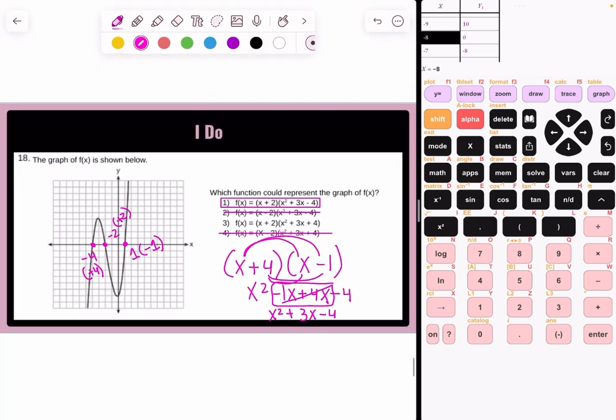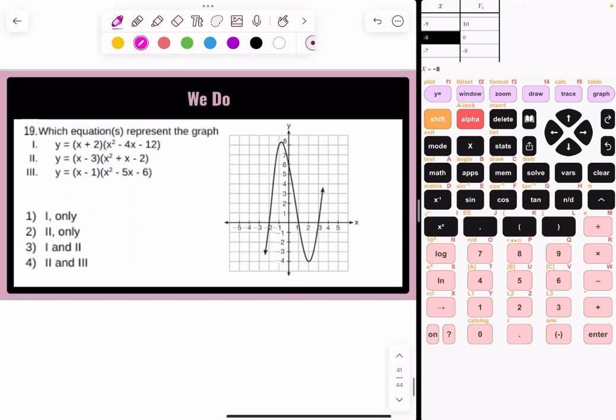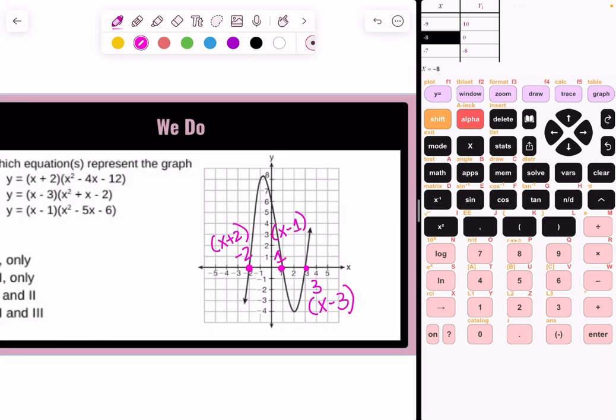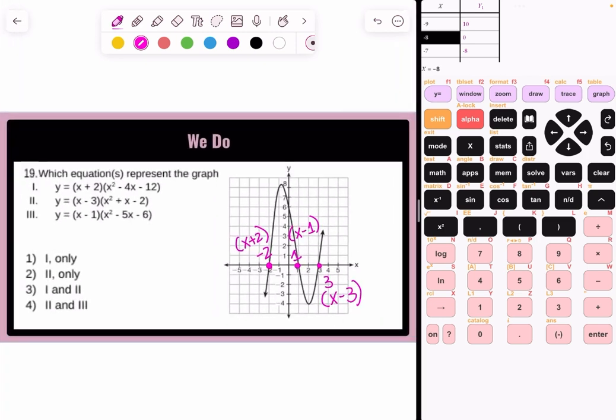All right, number 19. Which equations could represent this? All right, let's see. It's negative 2, so in parentheses I would need x plus 2. This one is 1, so in parentheses I would need an x minus 1. Here it's 3, so in parentheses I would need an x minus 3. Perfect. So if I have the x plus 2 on the outside, then I would have the x minus 1 and the x minus 3.